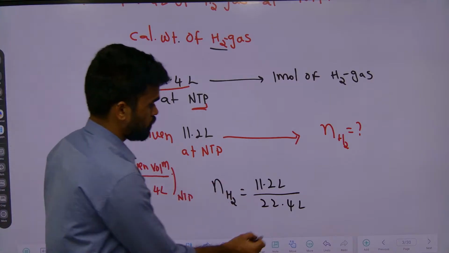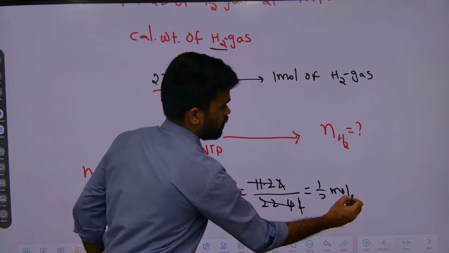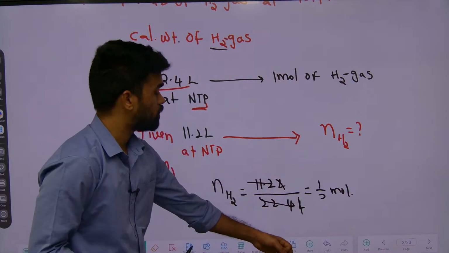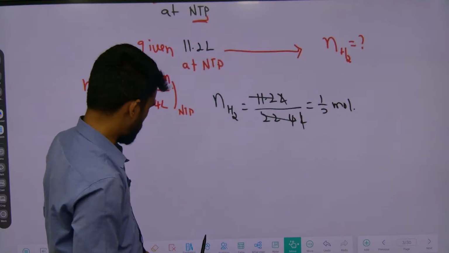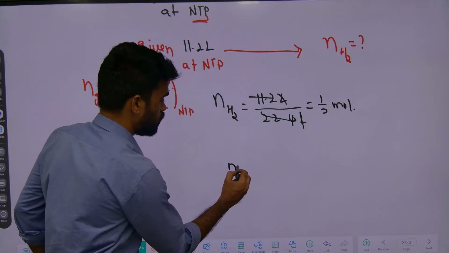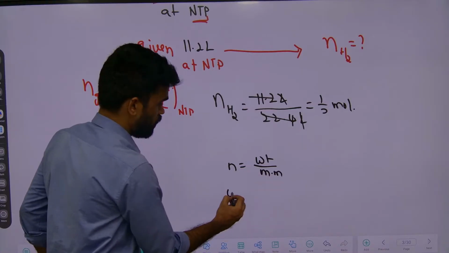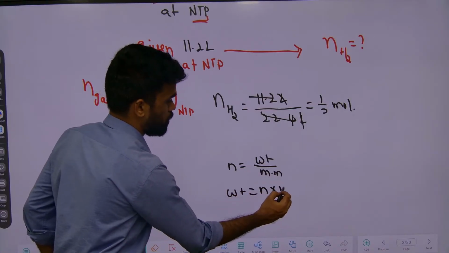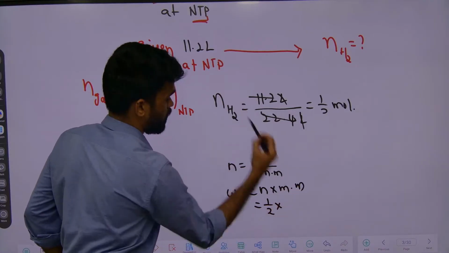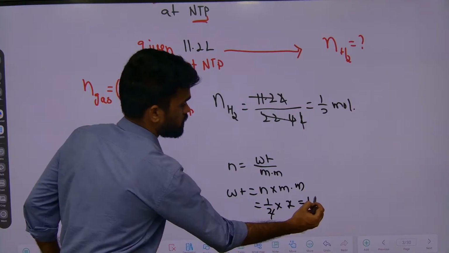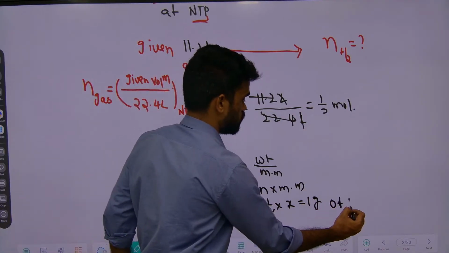Now simplify this: half mole. Now that we have the moles, you can calculate the weight. How do you calculate? Moles equals weight by molar mass, so weight means n into molar mass. Moles are half mole, molar mass of H2 is 2, so this is 1 gram of H2. Clear or not?